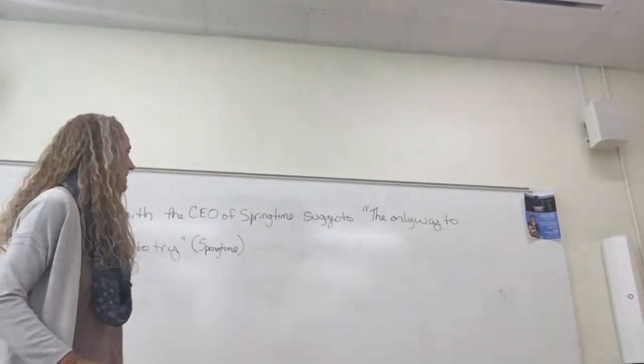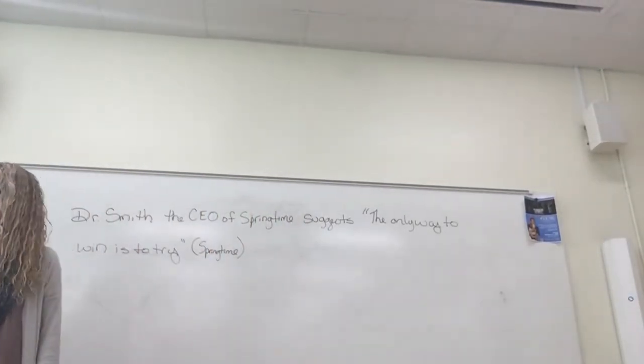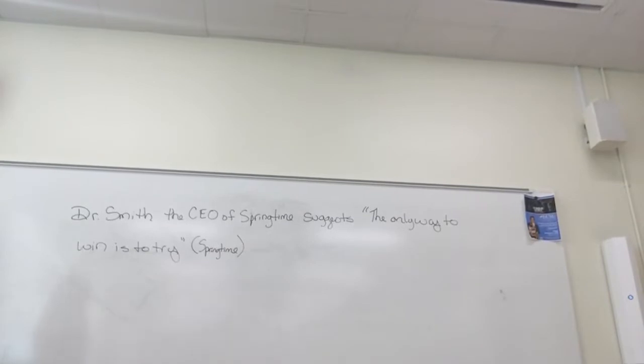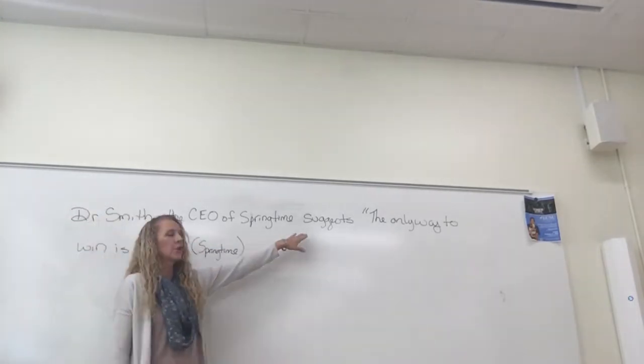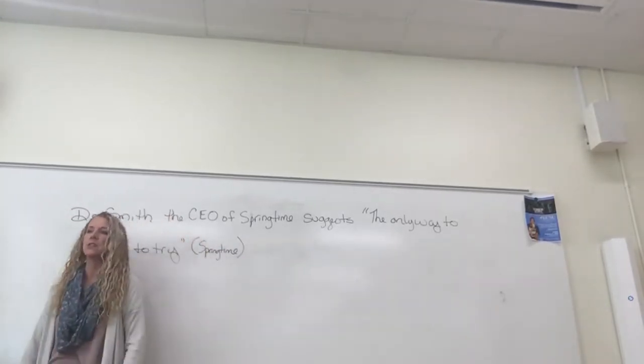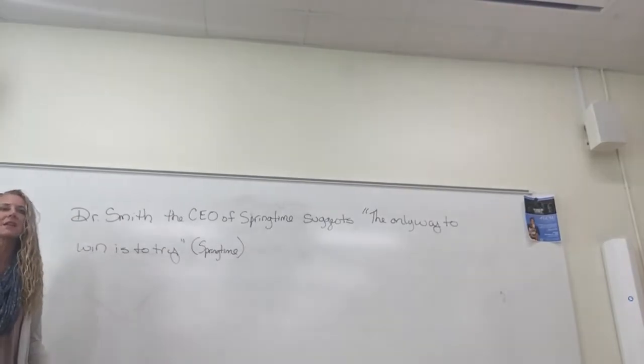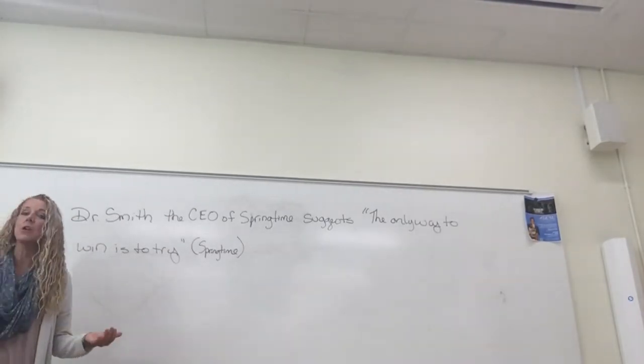Okay, we've got a sentence up here and we're going to figure out how to punctuate this with a signal phrase. Now, when I talk to you all about signal phrases, you need the noun and the verb. You can see the noun, Dr. Smith, and you can see the verb, suggests. But who the heck is Dr. Smith? You've got to have some kind of identifier, and that identifier is a non-essential.